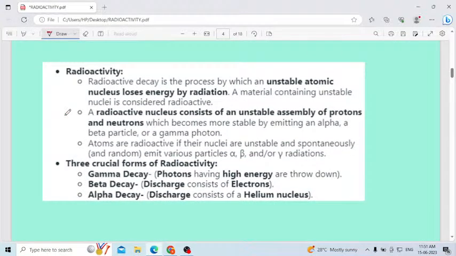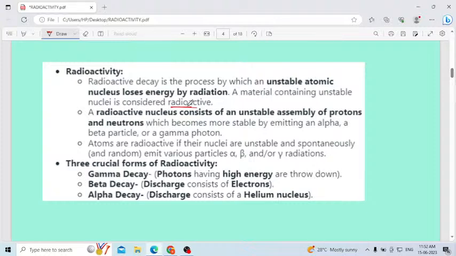Let us discuss one more time what is meant by radioactivity. Quick revise, okay? Radioactivity decay is the process by which unstable atomic nucleus loses energy by radiation. Why do the atoms have to undergo radioactivity? Because some atoms may be unstable. To attain stability, the atoms will undergo radioactivity. A material containing unstable nuclei is considered radioactive. The unstable nucleus is there, no? That one we will call it as radioactivity.